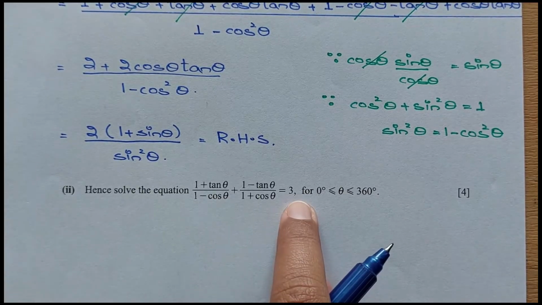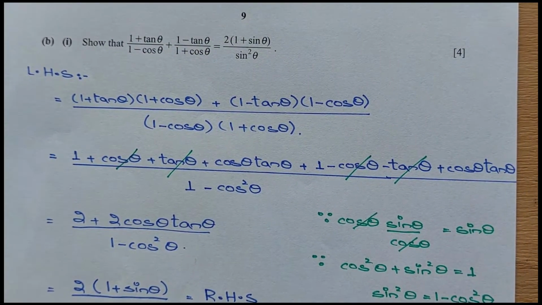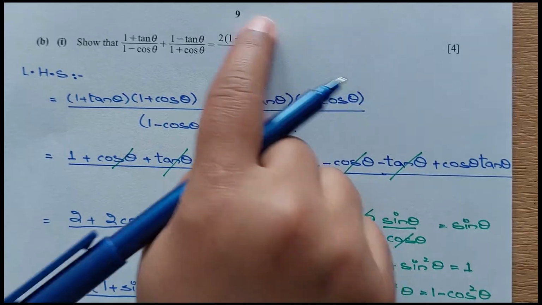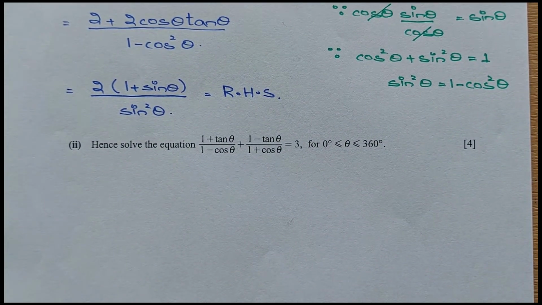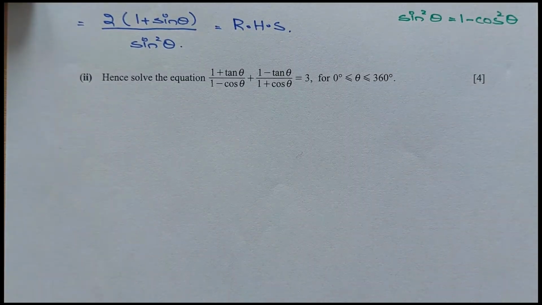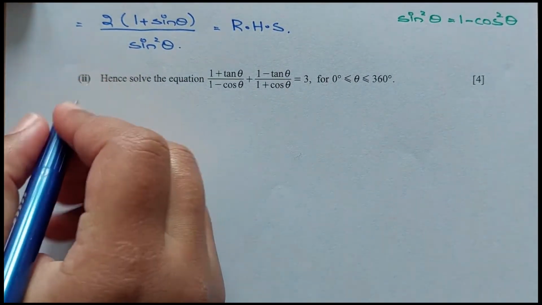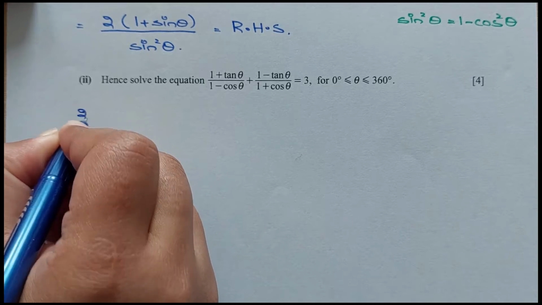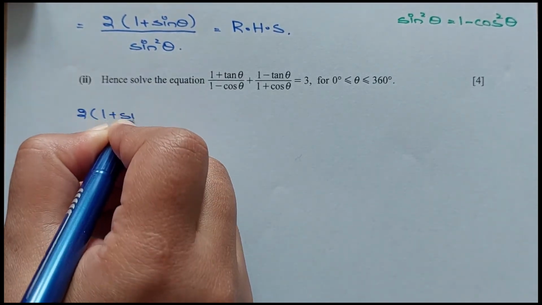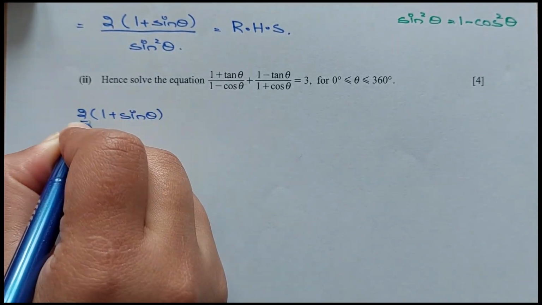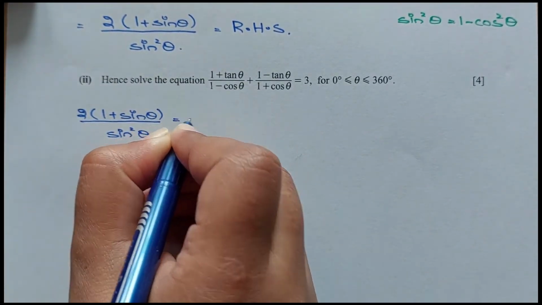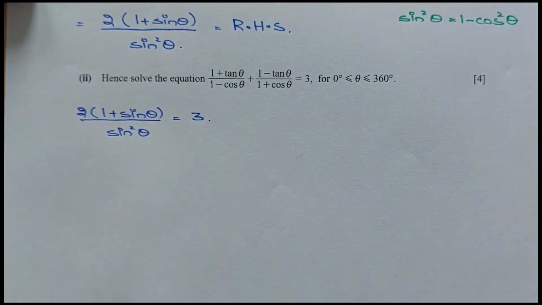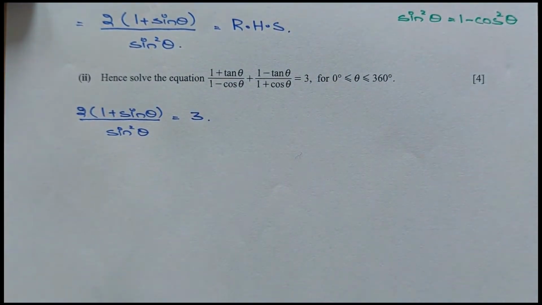This term equals 3. So as you can see, it exactly equals this. So basically this answer is going to be equal to 3, and the theta value is between 0 to 360 degrees. So now let me put this equal to 3, and we have 2 into 1 plus sine theta over sine square theta equals 3, and we need to solve the values for theta, and theta lies between 0 to 360 degrees. So let's do a cross multiplication.